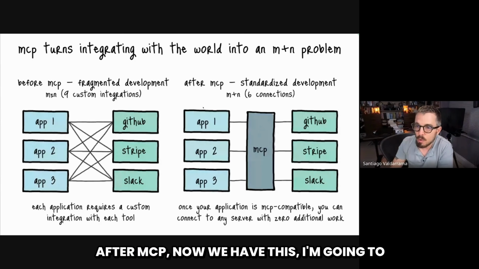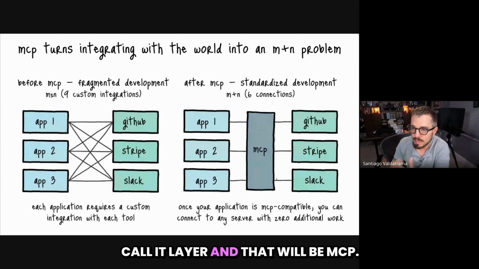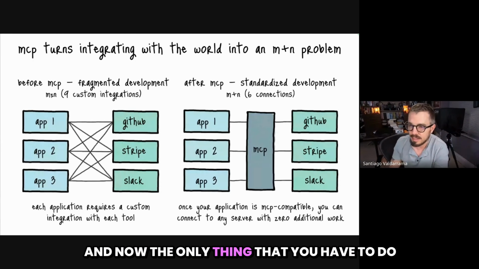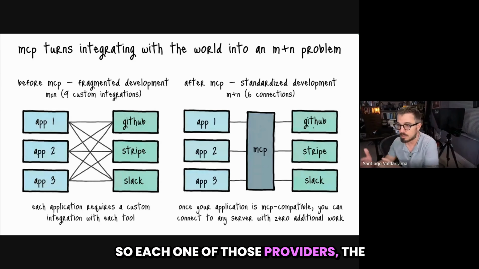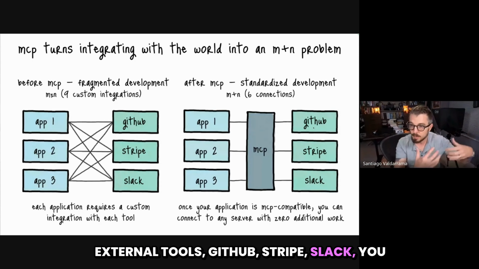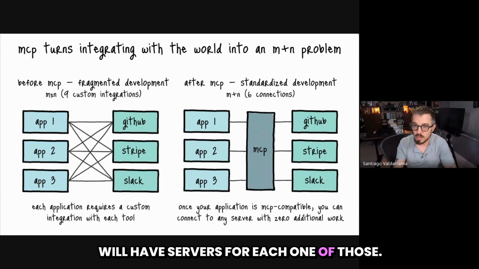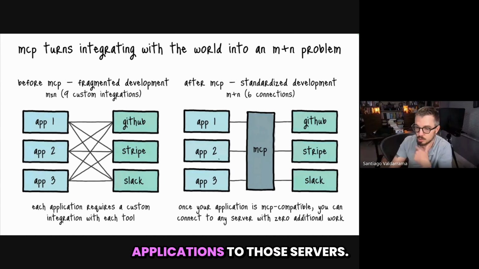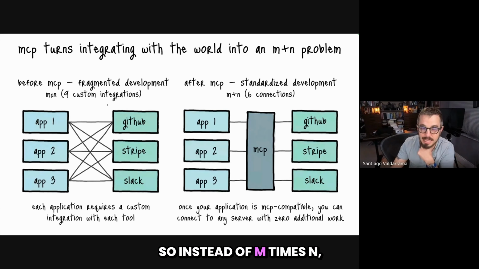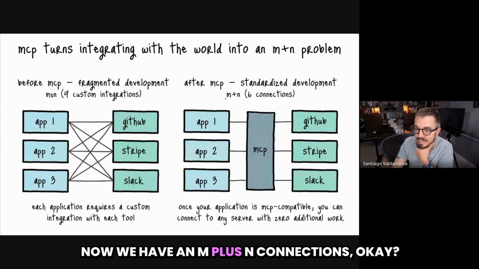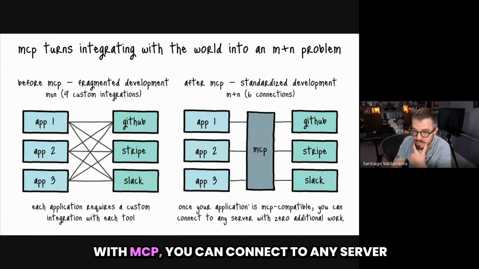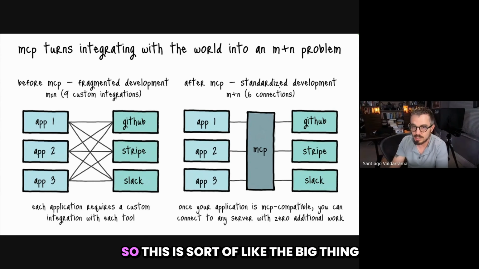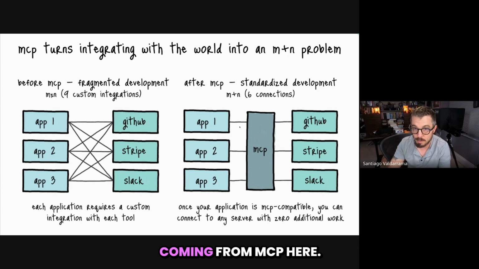After MCP, now we have this, I'm going to call it a layer, and that will be MCP. And now the only thing that you have to do is build the servers. So each one of those providers, the external tools, GitHub, Stripe, Slack, you will have servers for each one of those. And you only have to connect your applications to those servers. So instead of n times n, now we have n plus n connections, okay? Because once your application is compatible with MCP, you can connect to any server with zero additional work. So this is the big thing coming from MCP here.